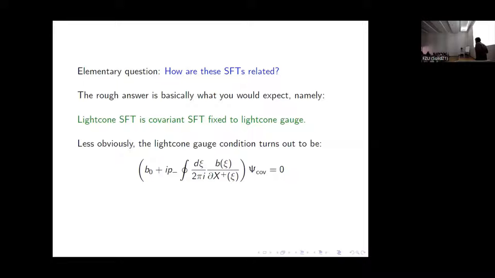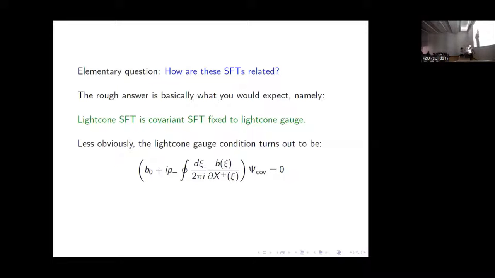Probably you get Siegel gauge and p minus going to infinity. I think you might actually get zero or something. Yeah, the b zero will cancel with the other operator, but no, I'm not sure. No, I'm not totally sure. Okay.